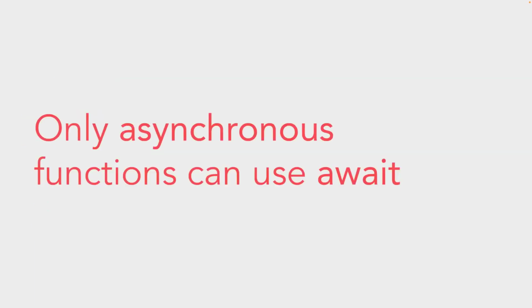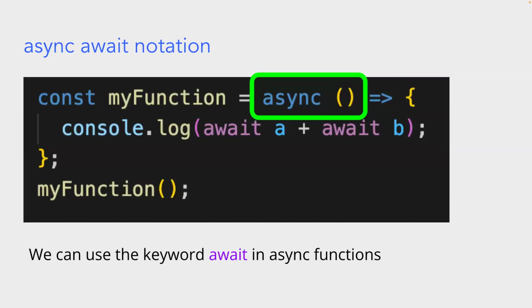So only asynchronous functions can use await, but you might wonder how we can actually make an asynchronous function. It's pretty simple. The syntax is you put an async in front of the list of parameters. This function takes no arguments, so that is empty, just a pair of parentheses. But if we had arguments, this would still work. And then we can use the await keyword.